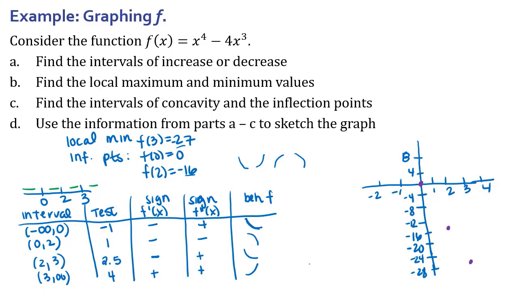Okay, so we know the shape as I go from negative infinity to 0. So right here, those values were concave down and decreasing. Okay, so from 0 to 2, we are decreasing and concave down. So it's going to look like this. And then from 2 to 3, we're decreasing and concave up, so it's going to look like this. And then from 3 on, we're increasing concave up, so it's going to look like this. And there you go.